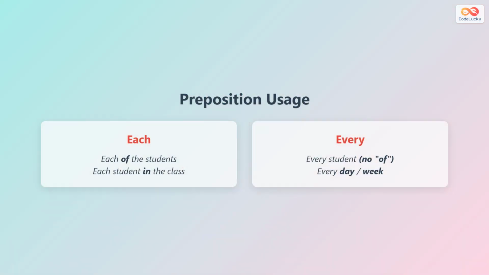Each uses of with plural nouns like each of the students. Each also uses in like each student in the class. Every never uses of. Every uses time words like every day or every week.